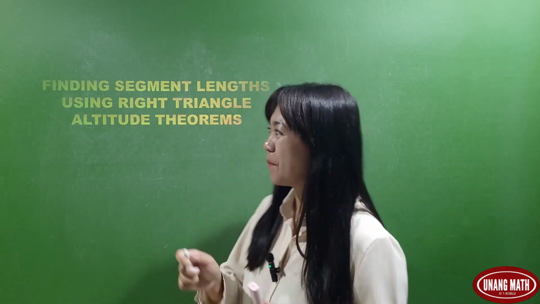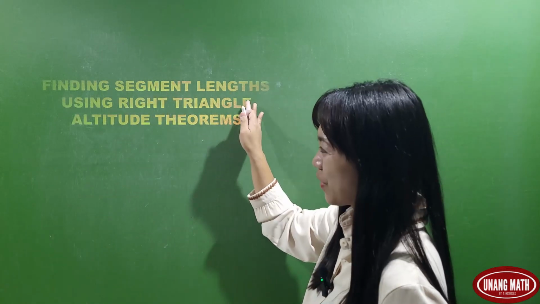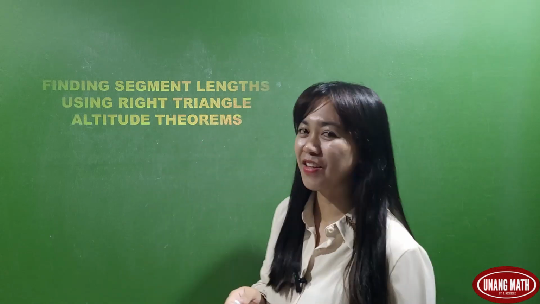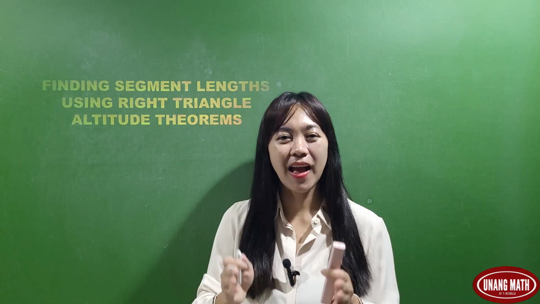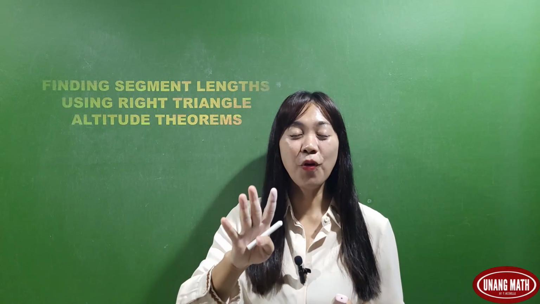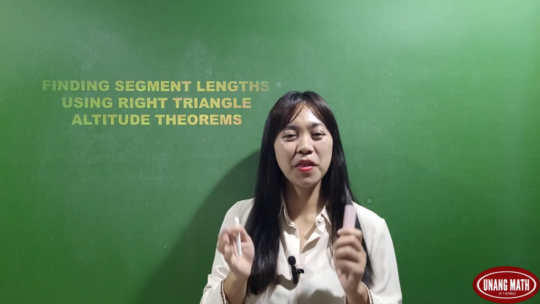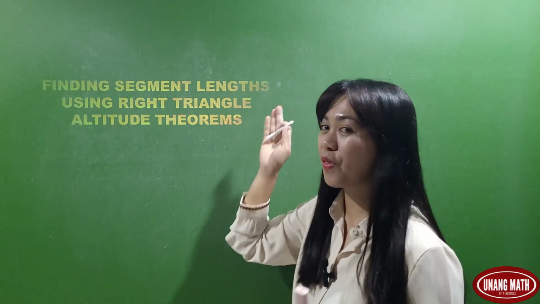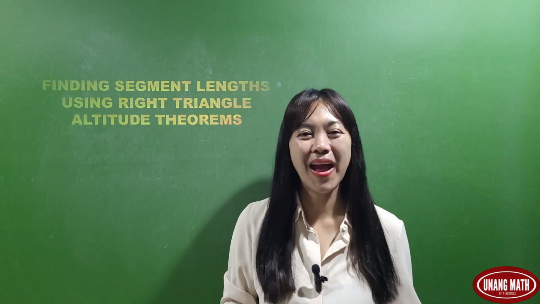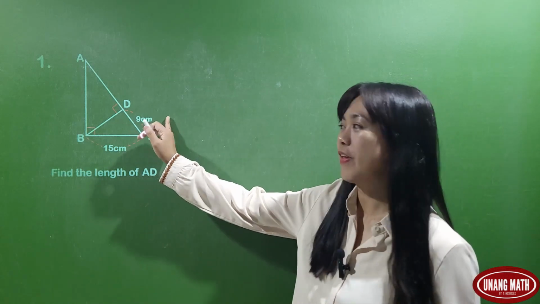In this episode, our lesson is finding the segment length using the right triangle altitude theorems. In our previous episode, I already discussed the four right triangle altitude theorems. We will be using those concepts in finding the segment length or the side length of a right triangle. Let's start with this first figure.